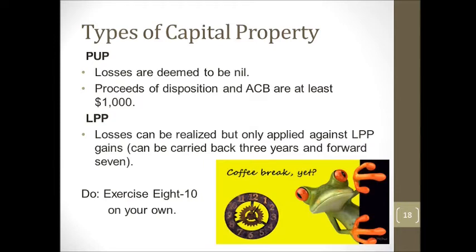Now, work through exercise 8-10 in your textbook at this point to reinforce these rules with respect to personal use property and also listed personal property. So pause the lecture now to work through this exercise before continuing on.